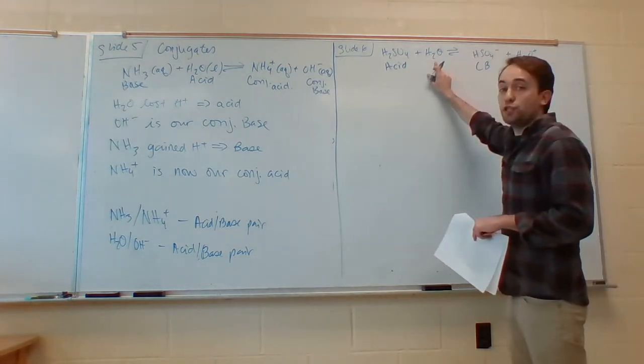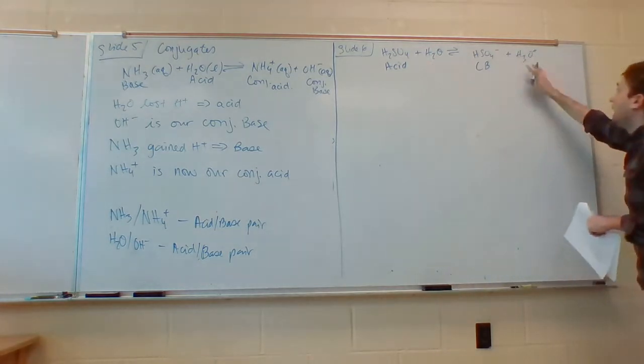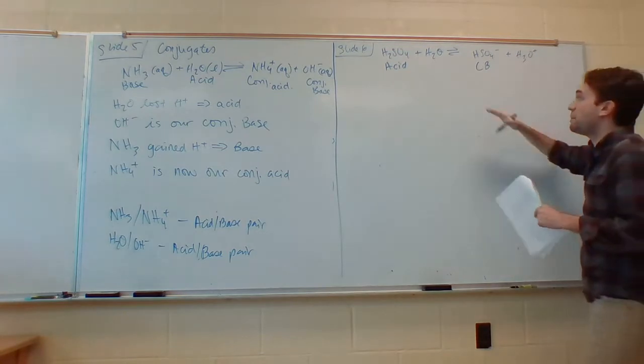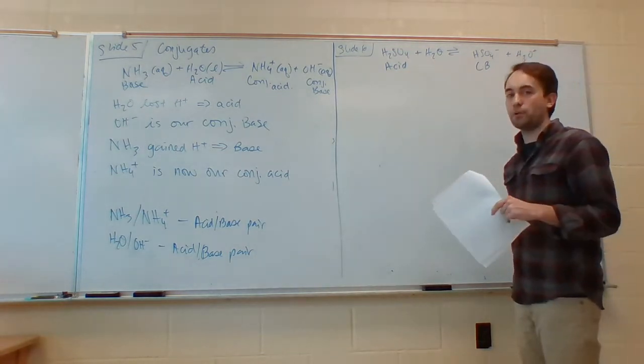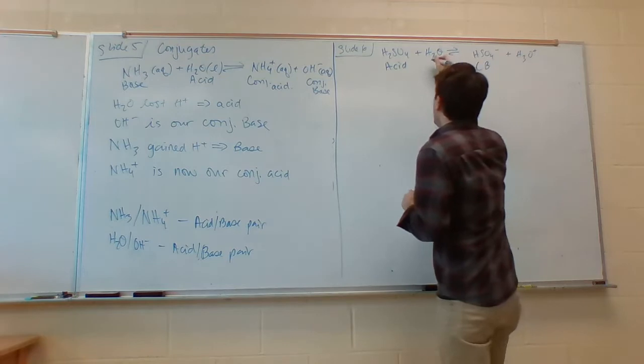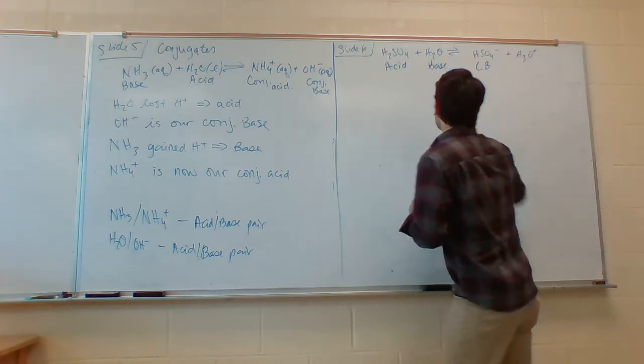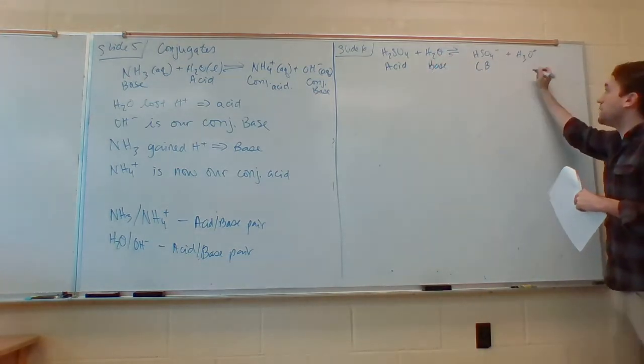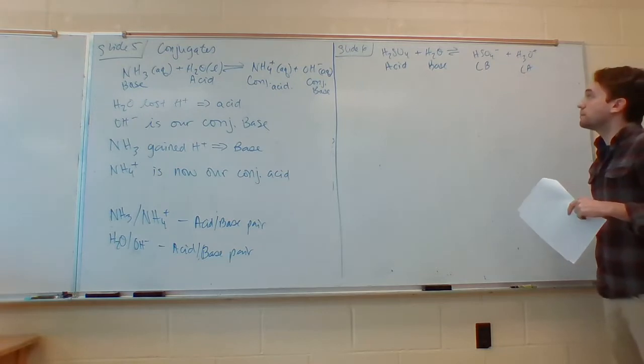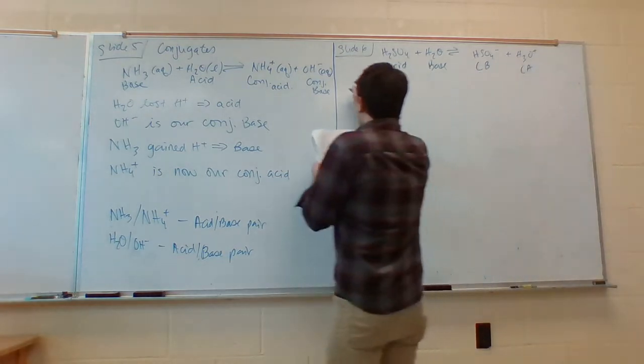Now, look at our H2O. H2O became H3O plus. So that means that our H2O accepted a proton. It gained a proton. So that meant that this is our base, and that this would be our conjugate acid. Okay, so pretty straightforward. Let's do another one.